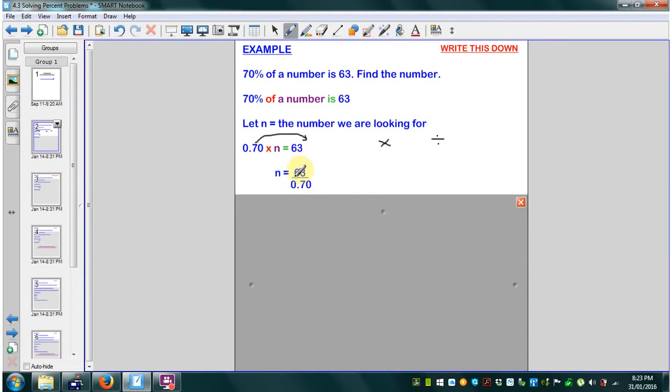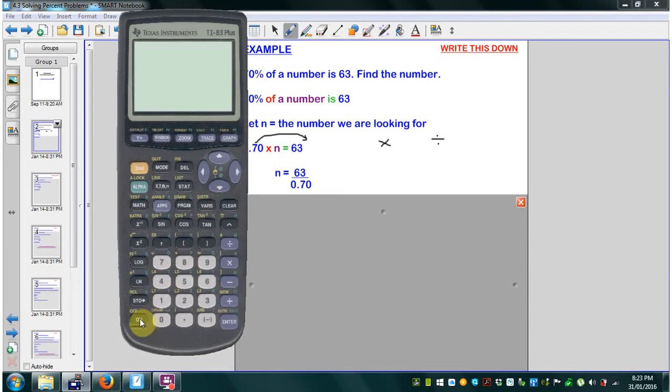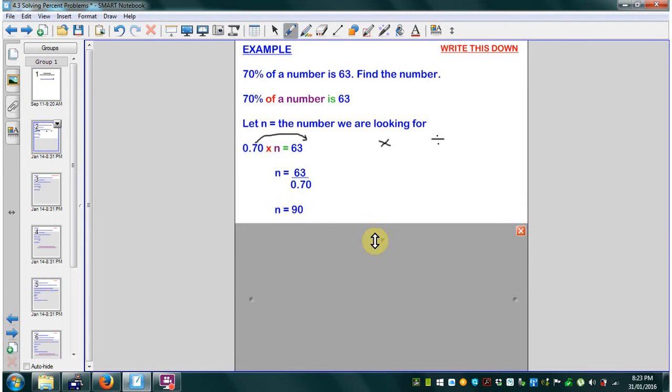Well, this is easy. This can be plugged in on a calculator, and it gives us what we're looking for, n. So I'm going to pop up my calculator here. Okay, and I'm going to go 63 divided by 0.7 equals 90. So n equals 90. So 70% of 90 equals 63. So we should go 0.70 times 90, which is what we found our n to be, equals 63. Is that right? Let's see.